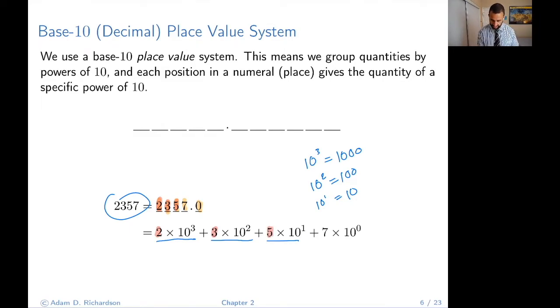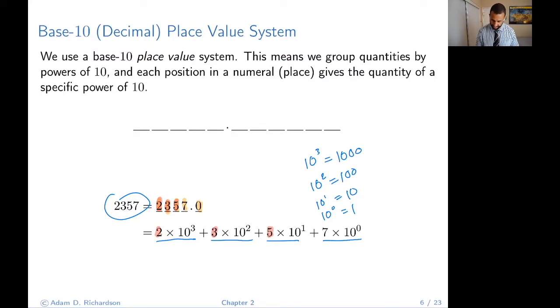And then last but not least, we've got 7 10 to the zeros. But 10 to the 0 is just equal to 1. That's one of those properties of exponents that you should know for this class. If you'd like, I can prove it. It's a very easy proof and it's kind of cute. Just ask and I'll do it in the collaboration meeting.